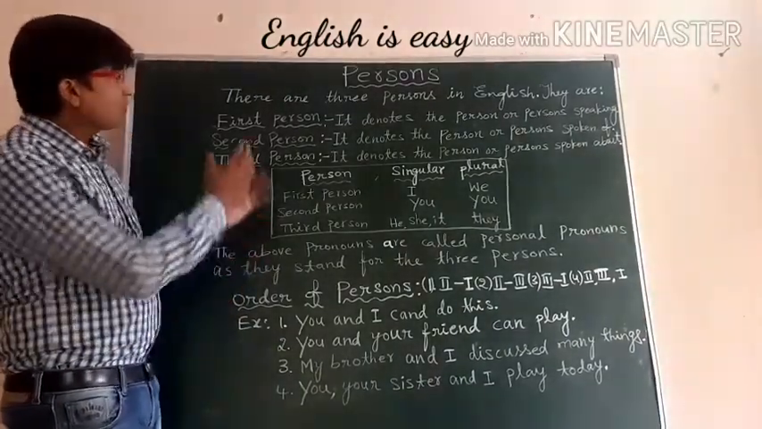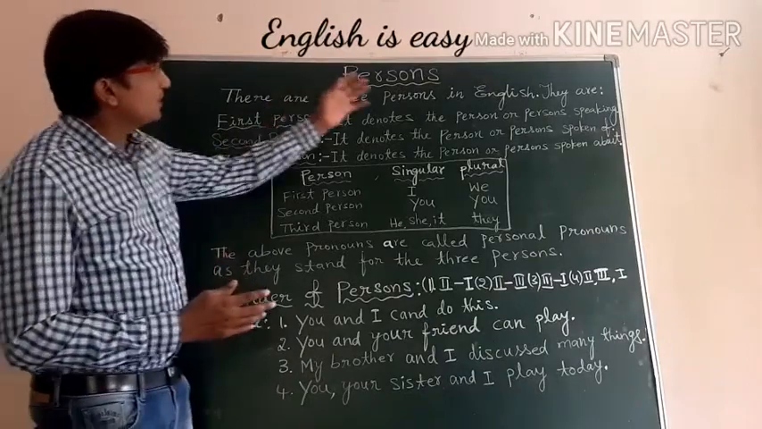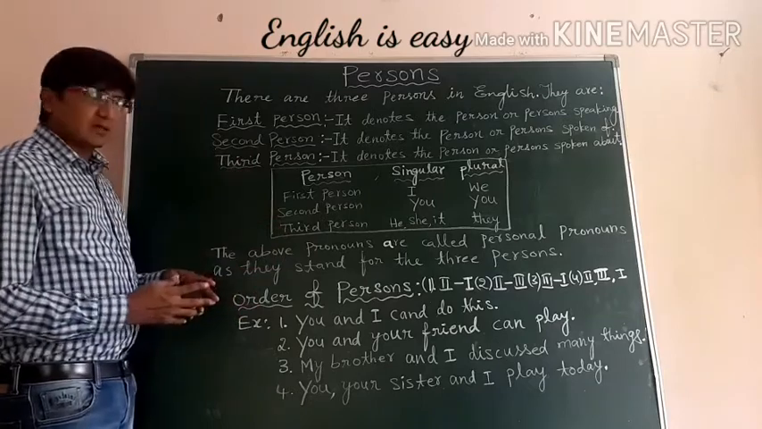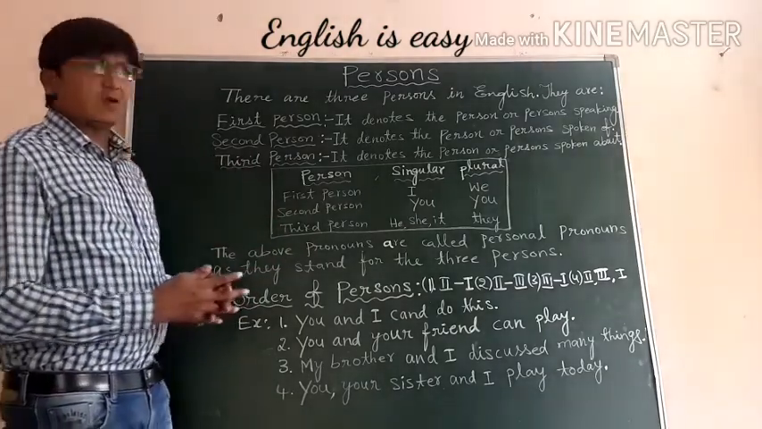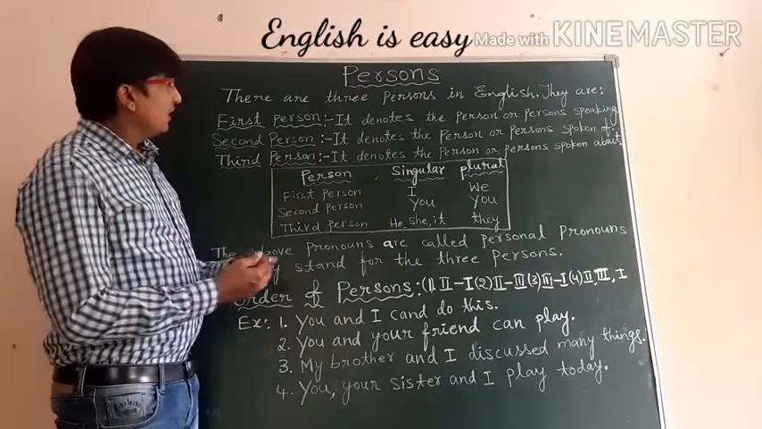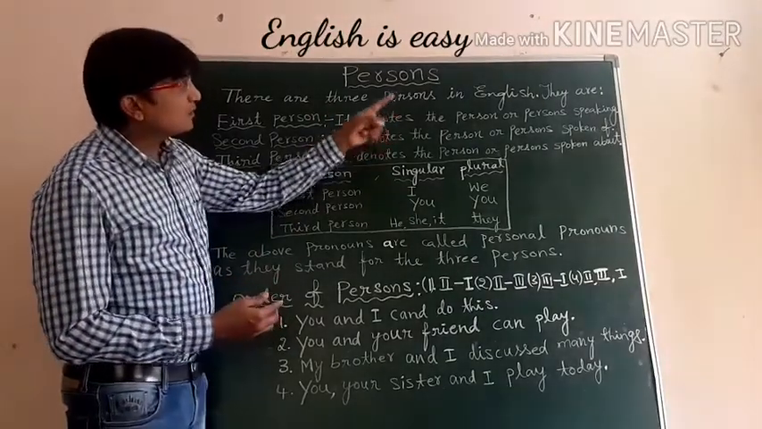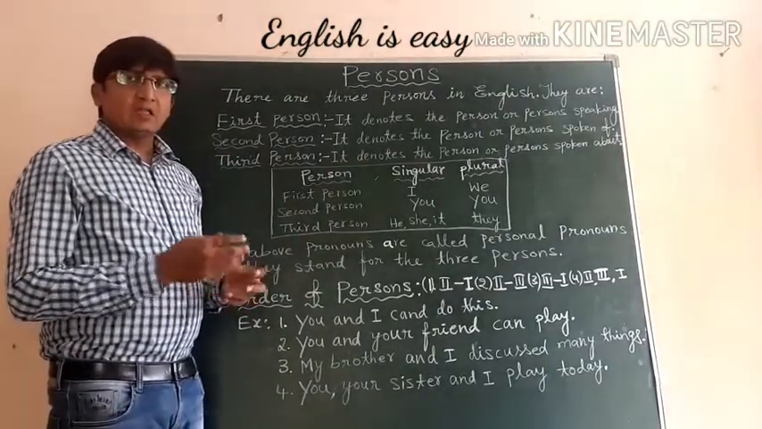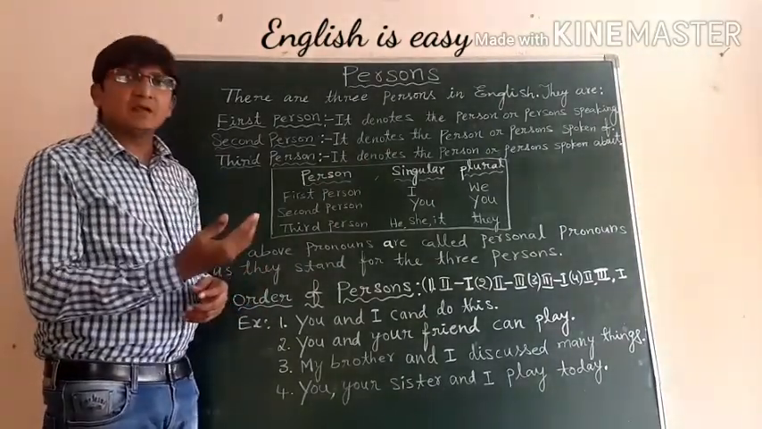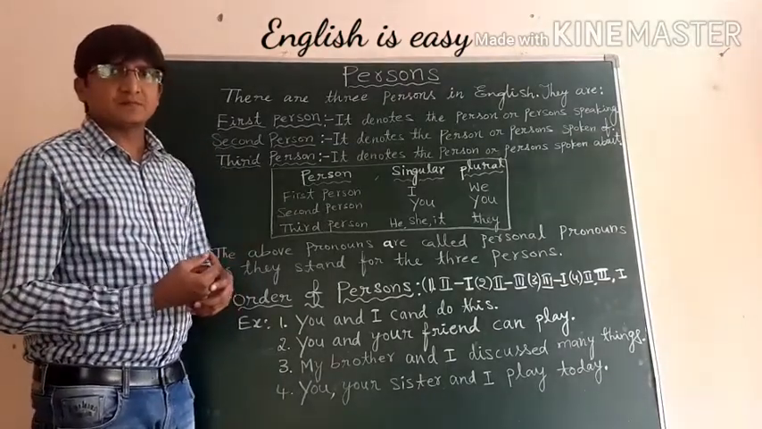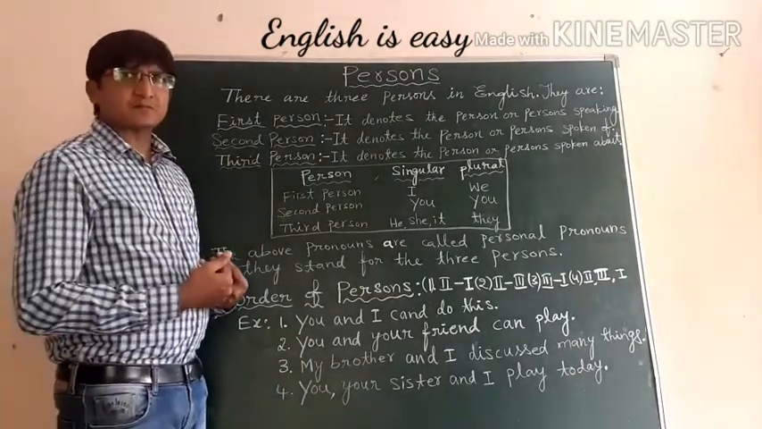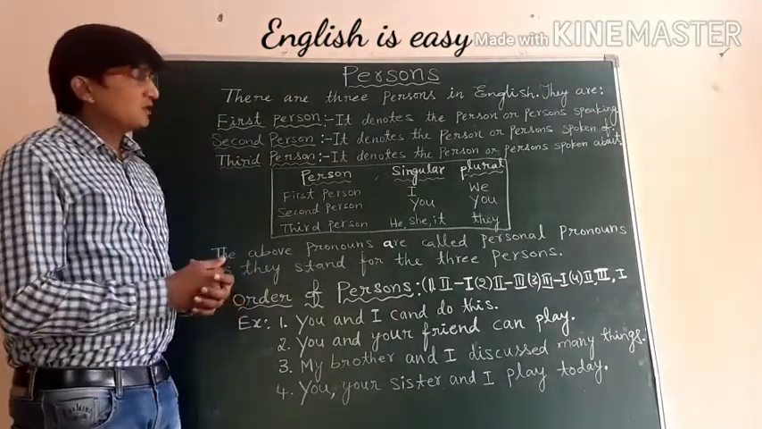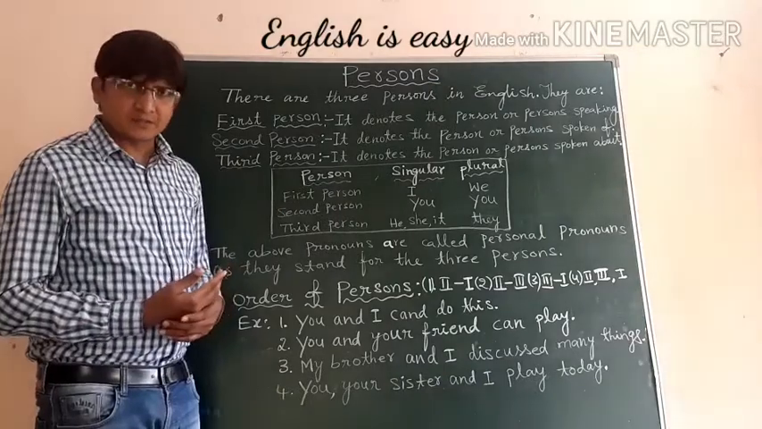As I have written here, there are three persons in English. They are first person, second person and third person. Now what is first person? It denotes the person or persons speaking. In other words, the person who is speaking is called first person. If I speak, I am the first person. Or if you speak, you are the first person. So, the speaker is called first person.